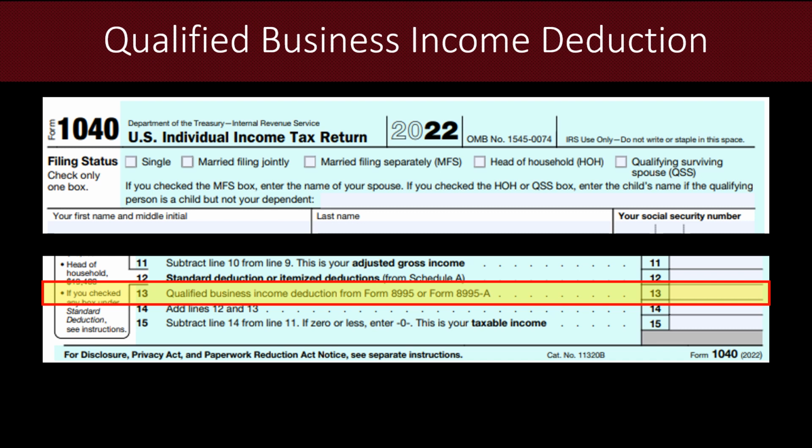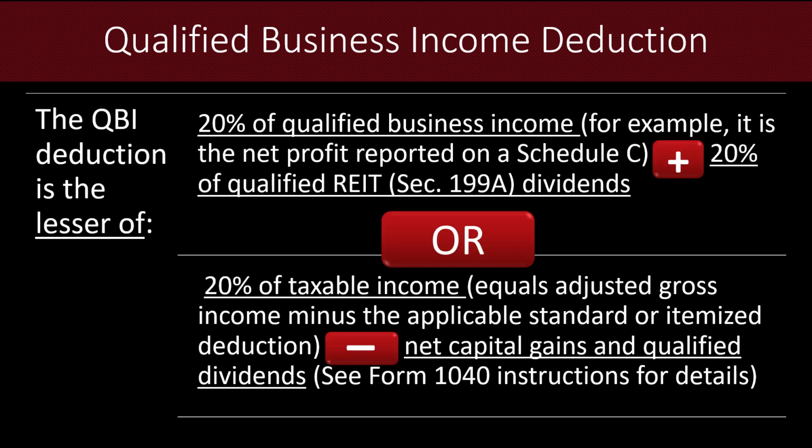Now that we went on a whirlwind through the Kiddie Tax, let's shift gears and talk about the Qualified Business Income Deduction. And I wanted to show you how it looks on the front face of the 1040. You can see here that it flows onto line 13 just under the line for standard or itemized deductions. The amount will flow from Form 8995 or 8995A, which we'll look at in just a bit. So in brief, Qualified Business Income Deduction, or the QBI deduction, is the lesser of these two situations.